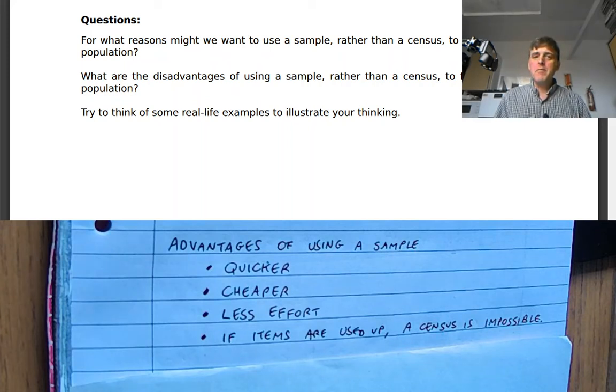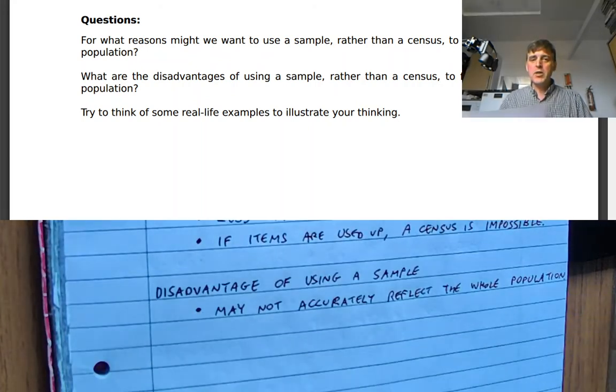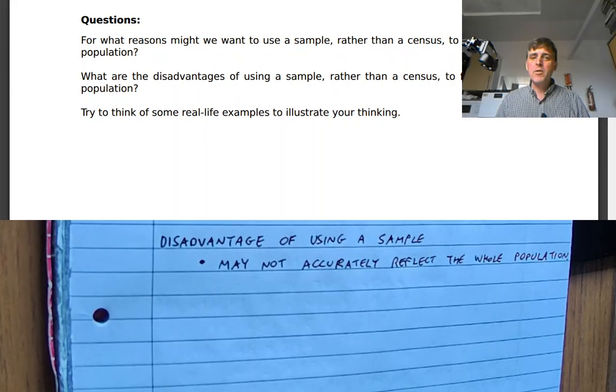So what might be the disadvantages of using a sample rather than the census? What's the downside of doing a sample? Well, there's really just one really important downside, which is that it may not accurately reflect the whole population. The sample we choose may not be representative of the whole population.